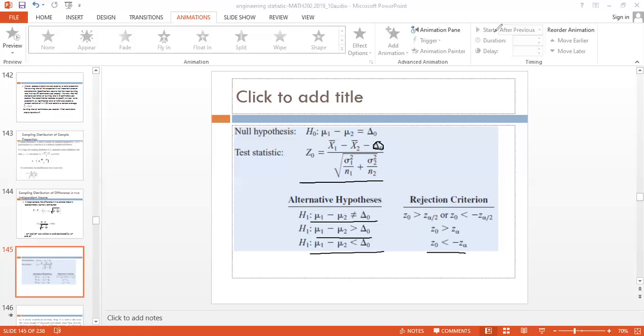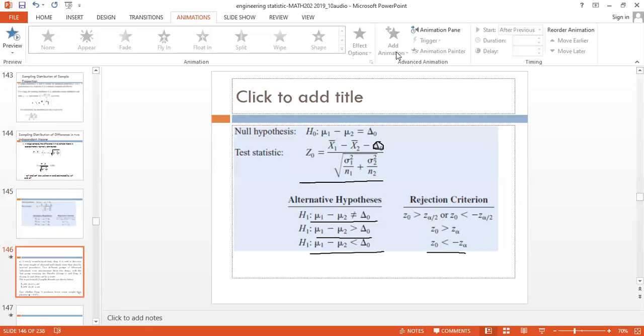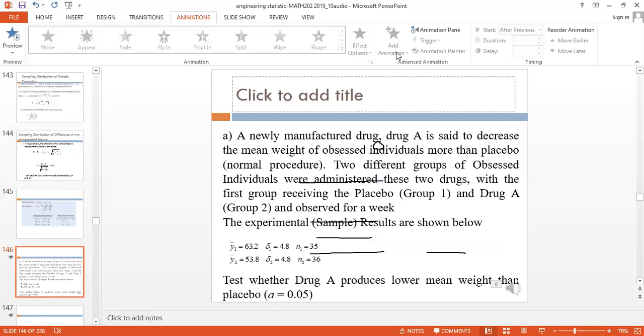Okay, let's go on to the next point. So we have an example here. Let me clear the screen first. So we have an example.